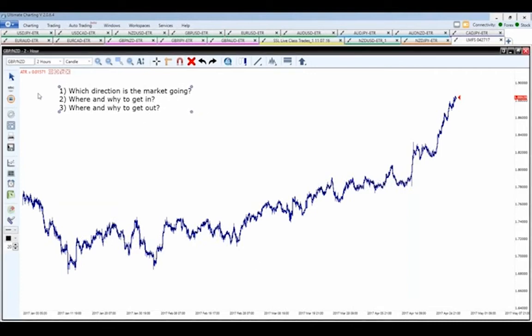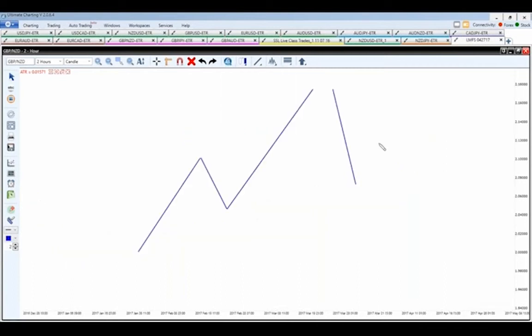So to answer these questions, I'm going to utilize what's called the Fibonacci, and when it's going down, we're looking for it to move in waves.